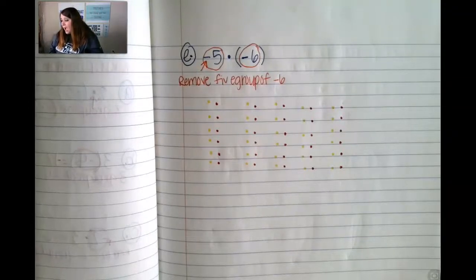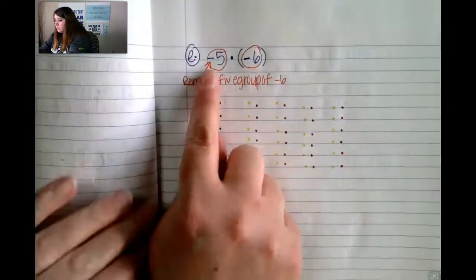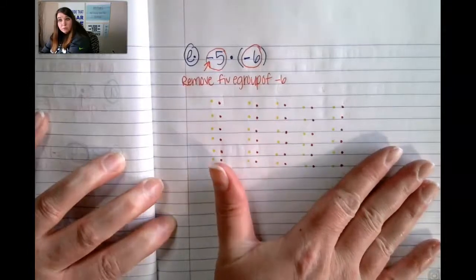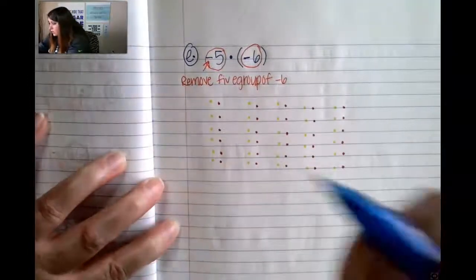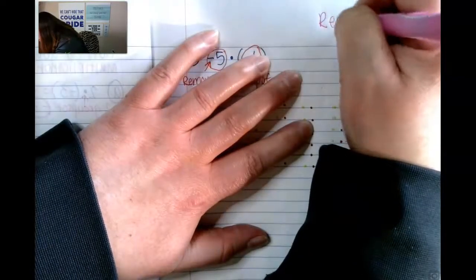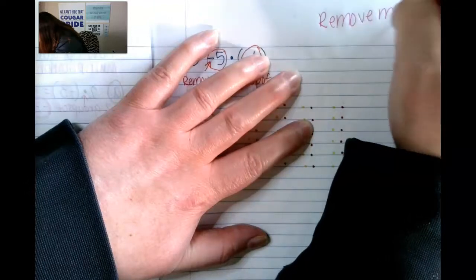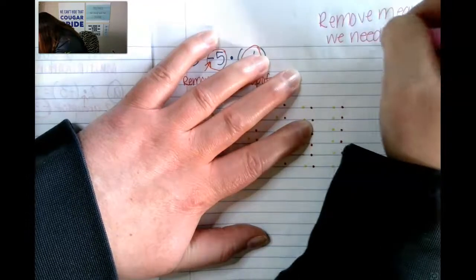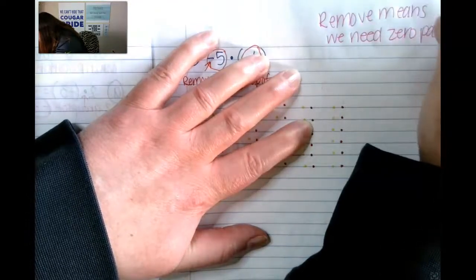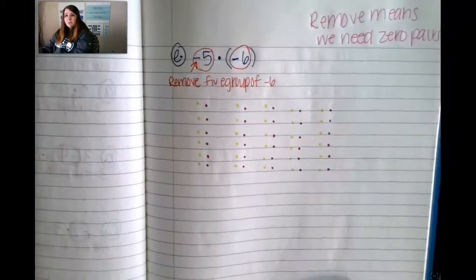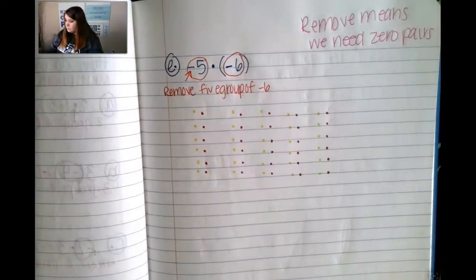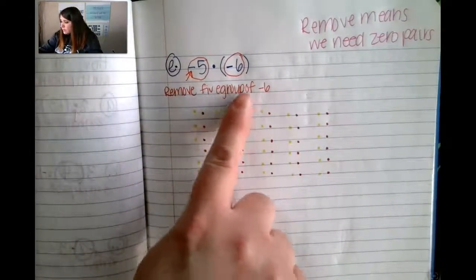Okay, so I have to remove. So remove means to put 0 pairs on the board. Remove means that we need 0 pairs. Okay, we've got the 0 pairs there. Remove 5 groups of -6.